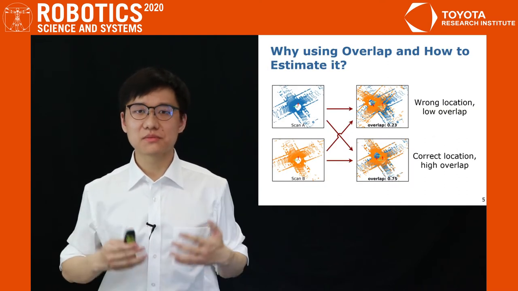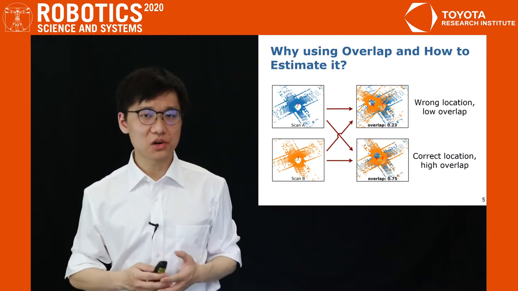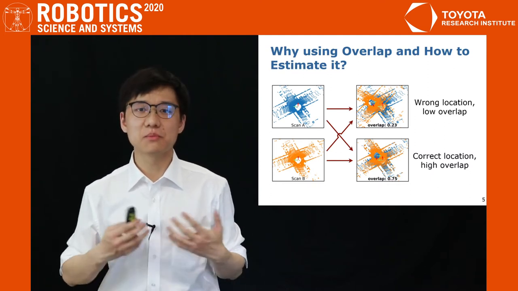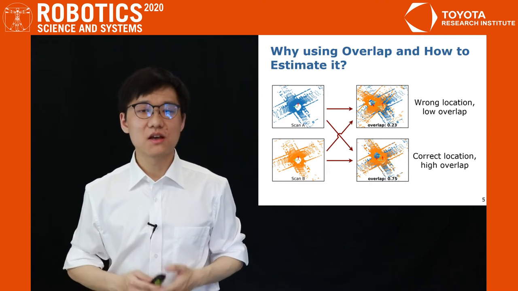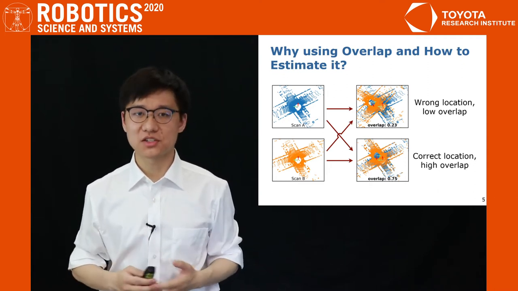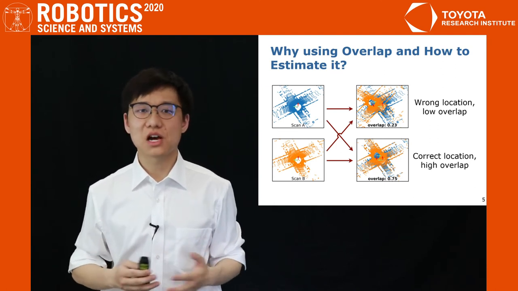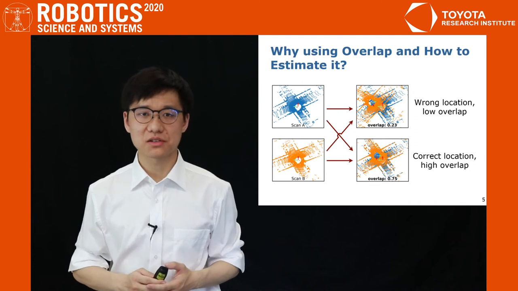The overlap between two LiDAR scans can be defined as the ratio of points that can be seen from both LiDAR scans. The reason why we use overlap to find loop closure candidates is that larger overlap values often correspond to better alignment between pairs of LiDAR scans.